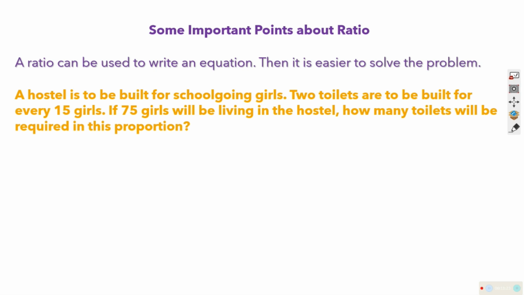Sometimes the ratio can be used to write an equation. The last chapter was on equations. You know the importance of equations now and how they help us to solve problems. So you can use ratios to write an equation. Then it will be easier to solve the problem. Here is a simple example.